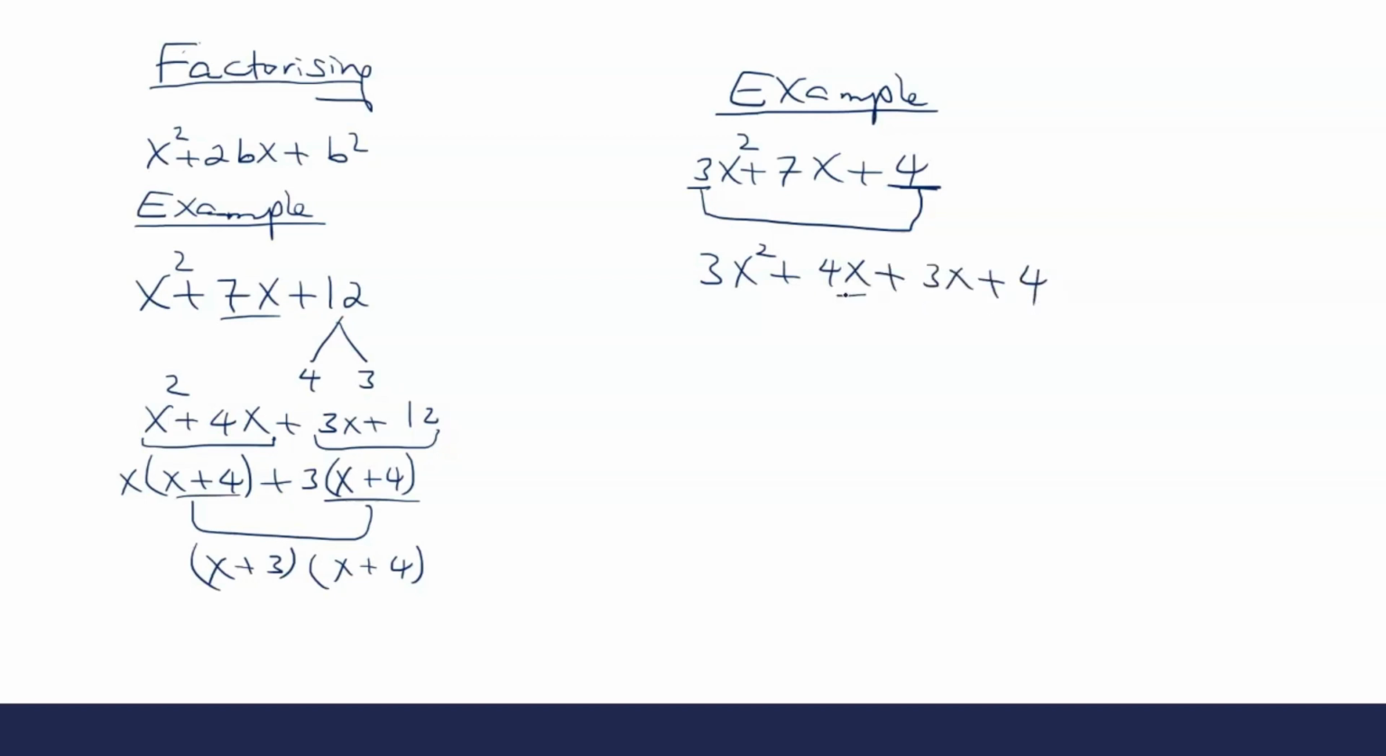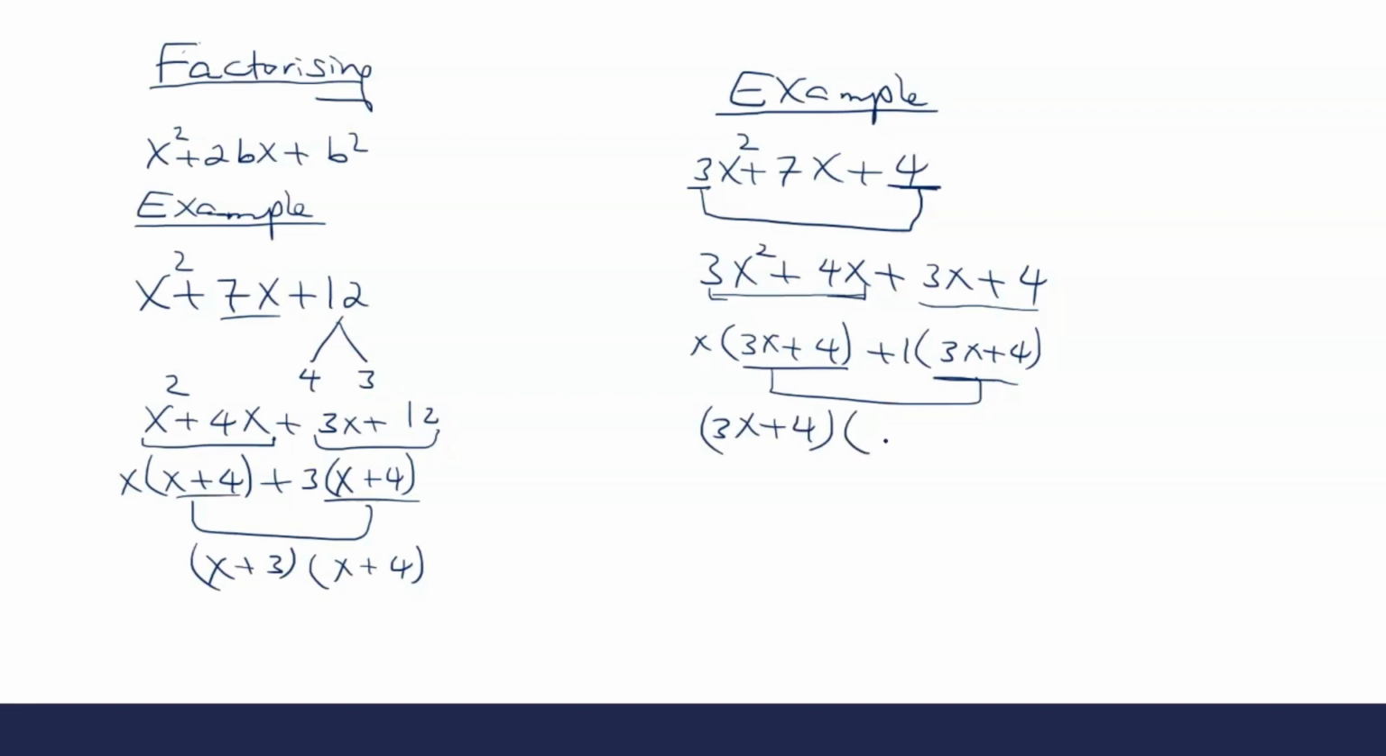The common factor between the first two terms is x, leaving 3x plus 4. The common factor between the last two terms is 1, leaving 3x plus 4. Since these two brackets are the same, we take 1. And that's how we factorize it. And that's it, factorizing.